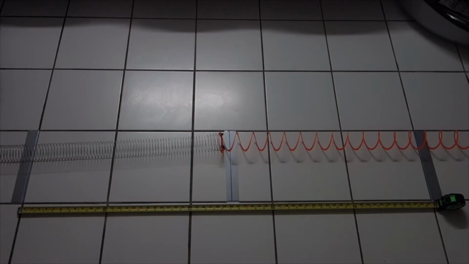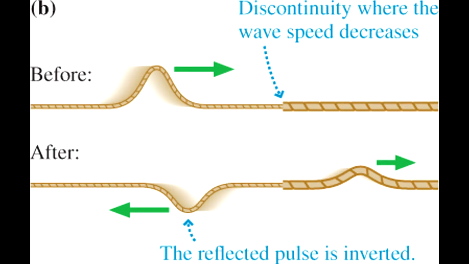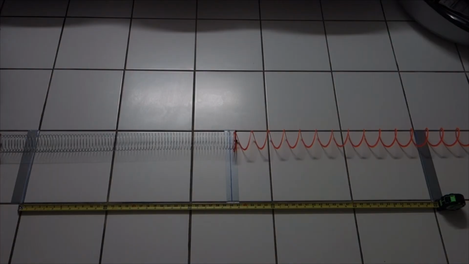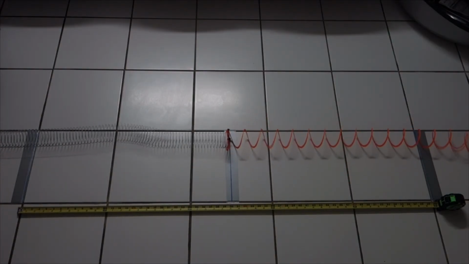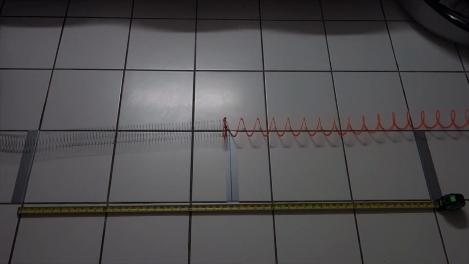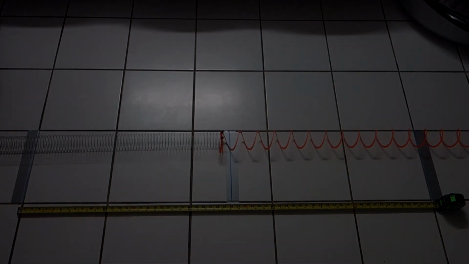When the pulse is driven from a lower density medium to a higher density medium, the higher density medium acts as a fixed boundary. The fixed boundary results in a higher amount of the wave's energy to be reflected and causes the inversion. Since energy is conserved, both the transmitted and reflected pulses have a smaller amplitude than the initial pulse.